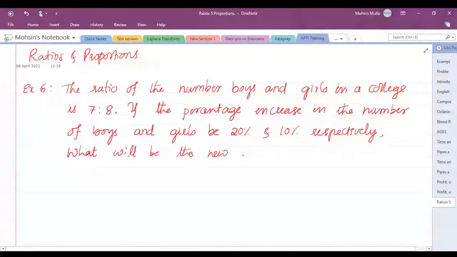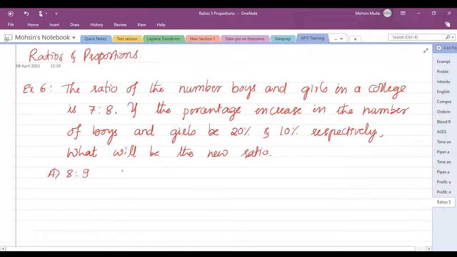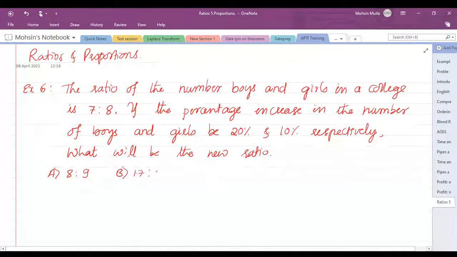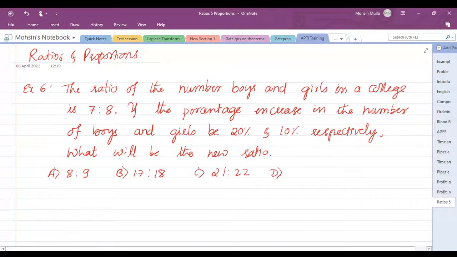Okay, so here the different options are: option A, 8 is to 9, option B, 17 is to 18, option C, 21 is to 22, and option D is cannot be found.